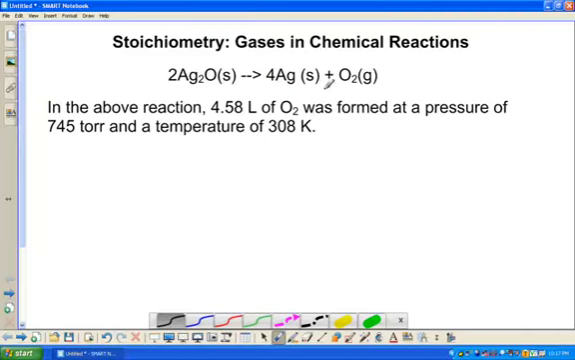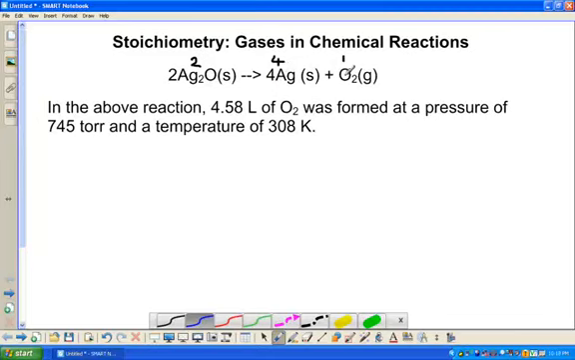Whenever we talk about a chemical reaction, we have a molar ratio, in this case 2 to 4 to 1. We talked about molar ratios with solids and liquids and aqueous solutions, and with gases it's exactly the same. If we want to figure out grams of this from grams of this, we need to go through moles.